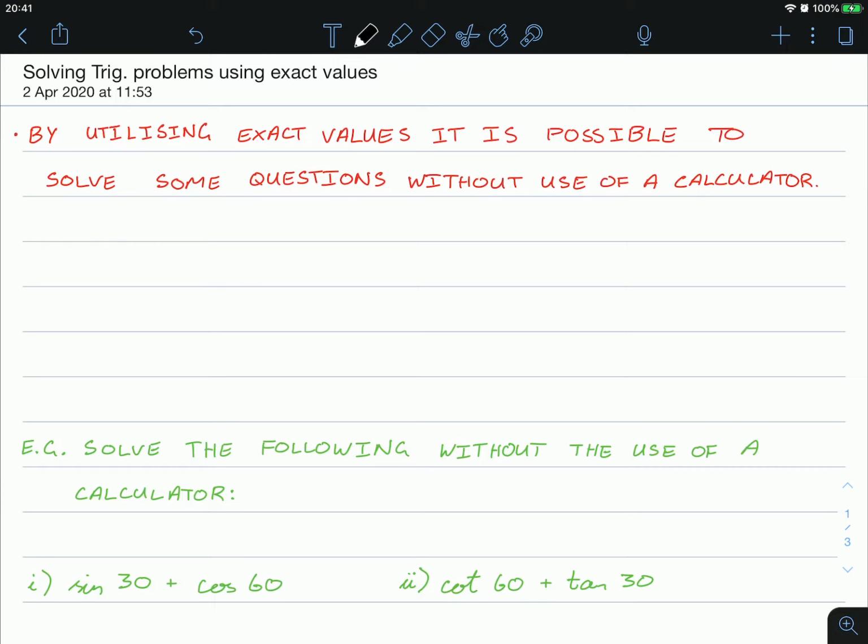Hello class, this is a video tutorial on solving trig problems using exact values. By utilizing exact values, it is possible to solve some trigonometry questions without use of a calculator.